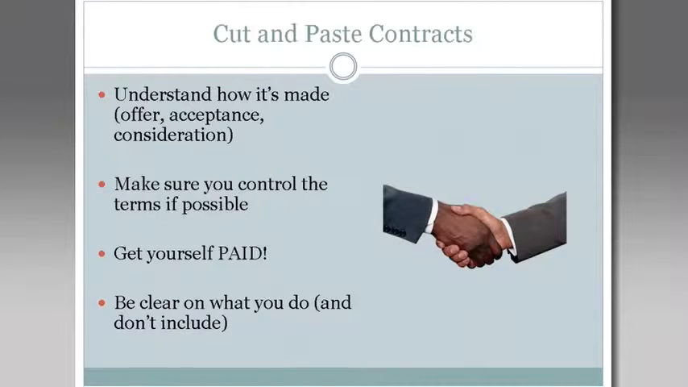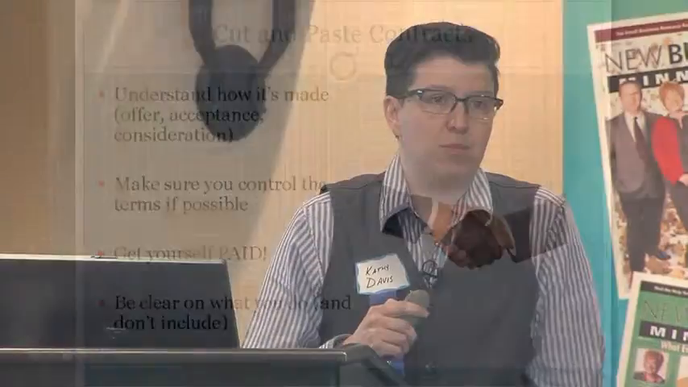The first is cut and paste contracts. I don't have a problem with clients finding a contract online. Sometimes there's really good forms available online, but I worry when they aren't aware exactly what it says, or in a worst case, when they take something from online, they're not sure whether it's applicable to their state, applicable to their situation, and then they start making changes to that. So we see that a lot.